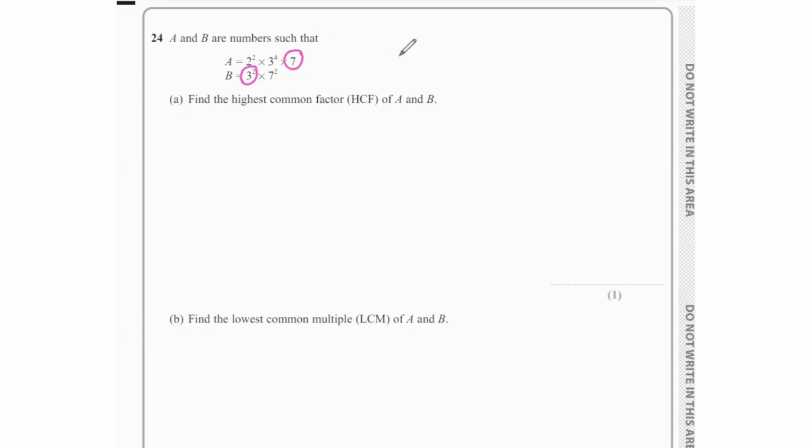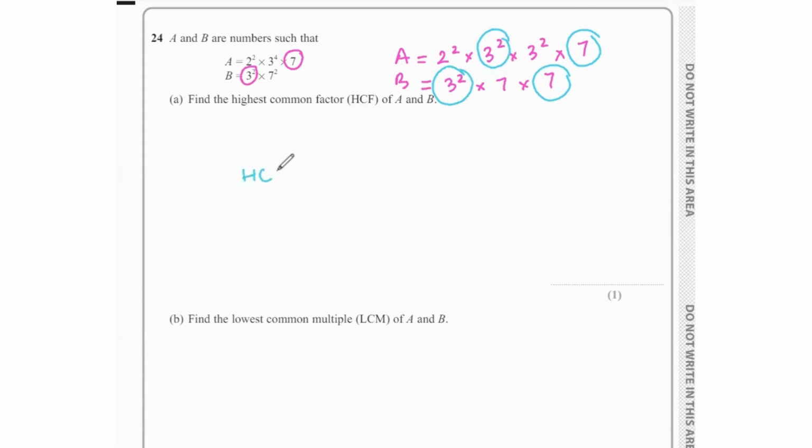Because if we split A into 2 squared times 3 squared times 3 squared times 7 and B into 3 squared times 7, we can easily see that we have a 7 common and we have a 3 squared common. So your highest common factor will be 3 squared times 7, which is 9 times 7, and that is 63. That's your highest common factor.